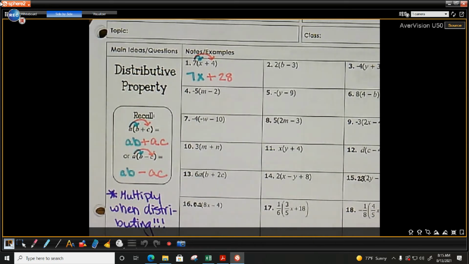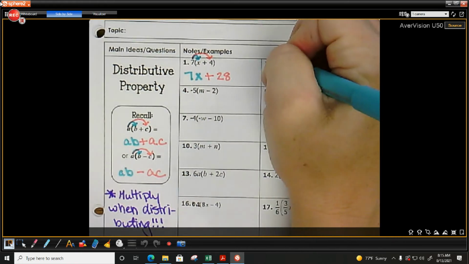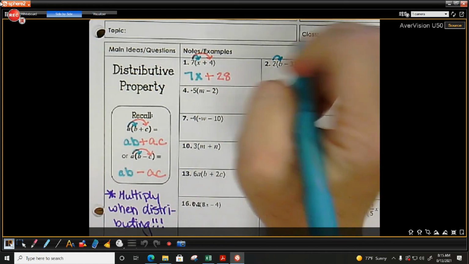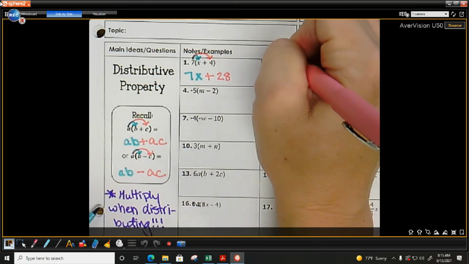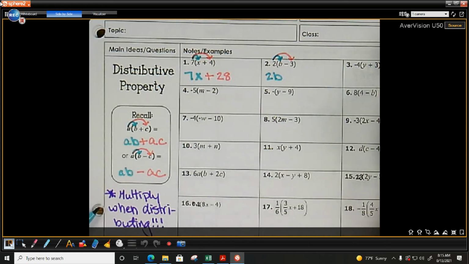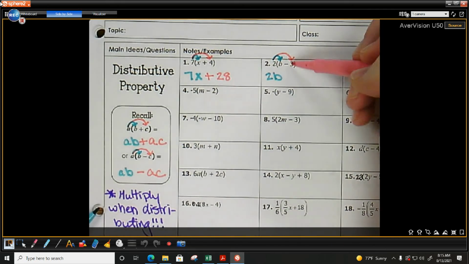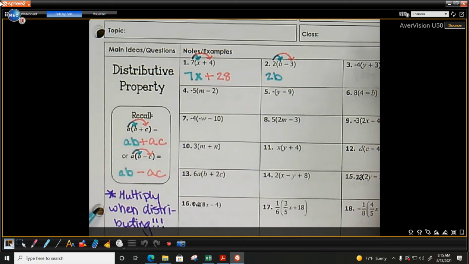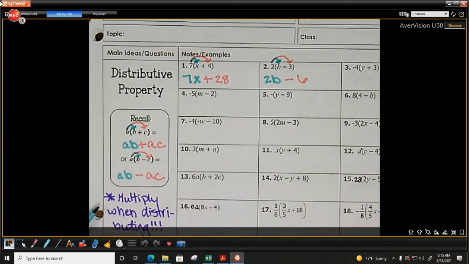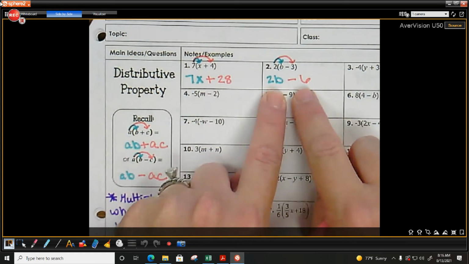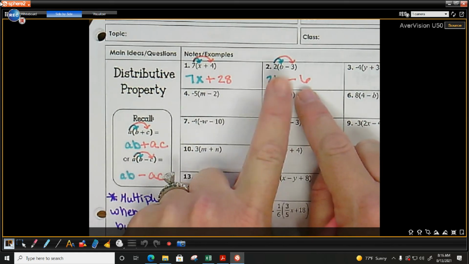Please, please, please. 2 times b is what? 2b. Then 2 times 3 or negative 3? Negative 3. Be careful, that 3 has a minus in front of it. So 2 times negative 3 is? Negative 6, so minus 6. After we distribute, you should check to make sure you don't have like terms. Are these like terms? No. This is a b term and this is a constant term. They're not alike. They don't have the same variable. Okay?